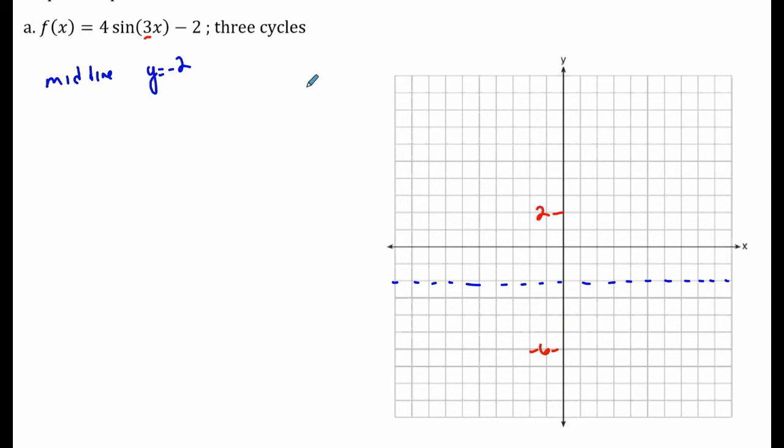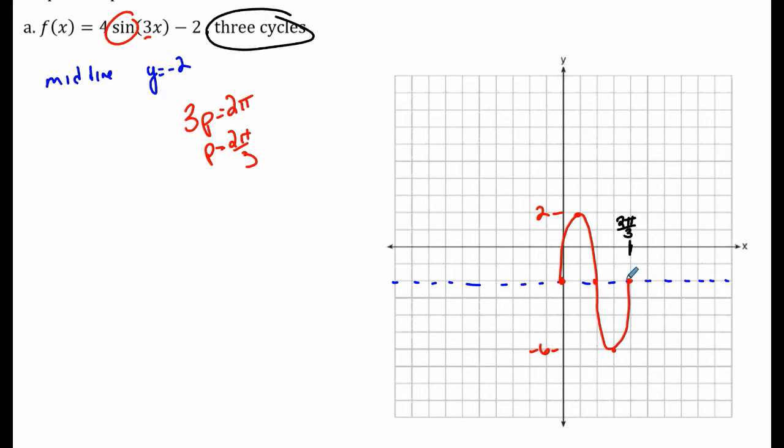Well, my frequency is 3, and I'm graphing a sine curve. So sine goes midline, max, midline, min, midline. There's one cycle. Well, how long did that take me is the question, and it's not 3. It's 3 times the period equals 2 pi. So the period here is 2 pi over 3. So that x value here, that's 2 pi over 3. And I want 3 cycles of this, so let me do it again. Maximum, middle, min, midline.